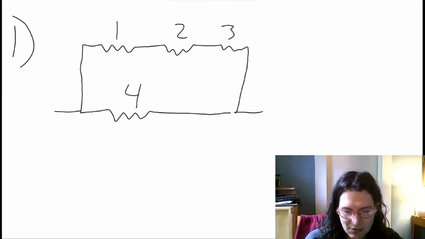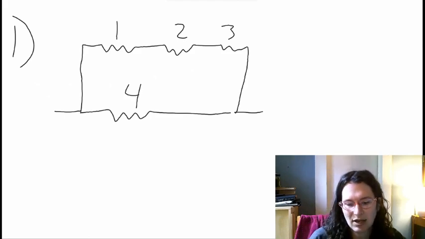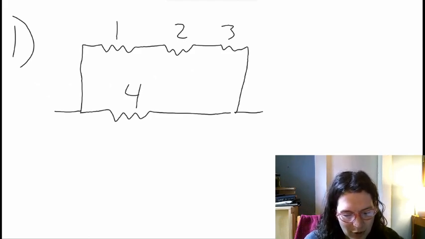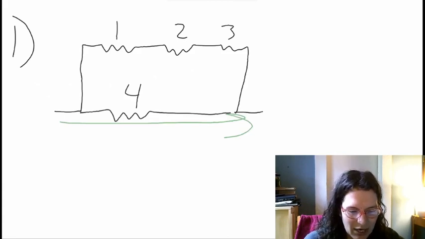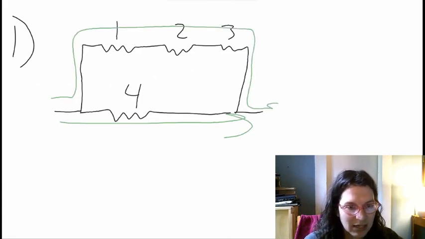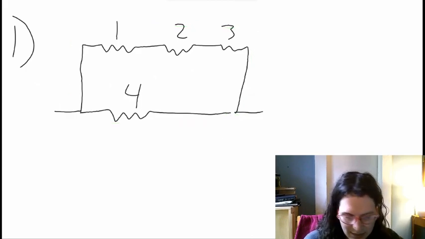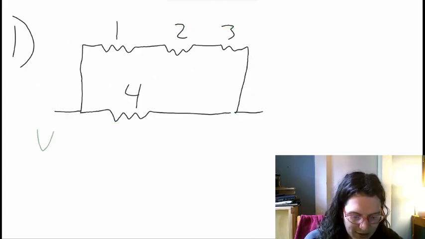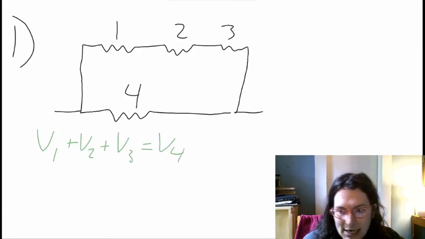What that means is that the voltage over 1, 2, and 3 will all add together, and altogether it will be equal to the voltage drop over 4, because we could either go this way through our circuit, and we should get the same voltage drop as traveling this way through our circuit as well. So to write that down again, voltage 1 plus voltage 2 plus voltage 3 is equal to voltage 4.